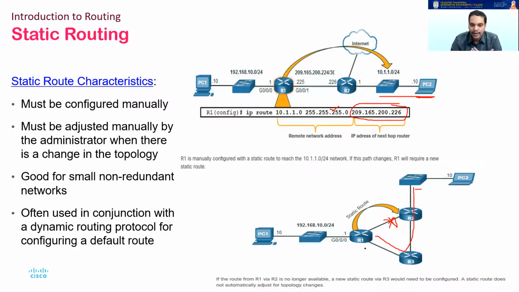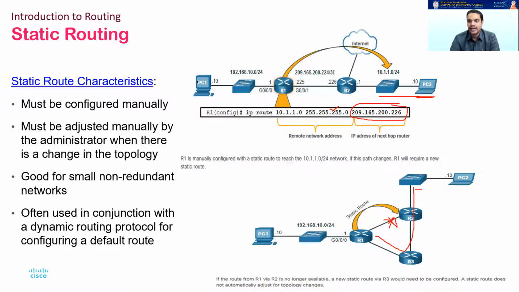So it does not automatically adjust for topology changes. Sometimes when you have large networks, we use static routing and dynamic routing also. We will be doing a lot of these things in CCNA2 when you work on the routing algorithms. So these are your static routing. Please remember that static routing must be configured manually.